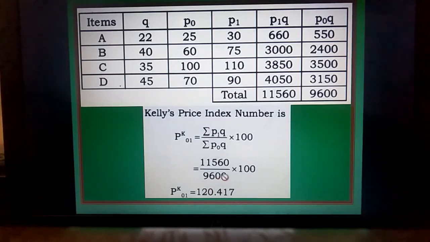So when you perform the arithmetic calculation as 11560 divided by 9600 multiplied by 100 using a calculator or a scientific calculator, you will come across the final answer: P01K is equal to 120.417, which is nothing but a 20.417% increase in the current year as compared to the base year using Kelly's index number.